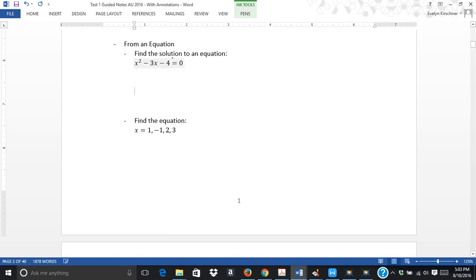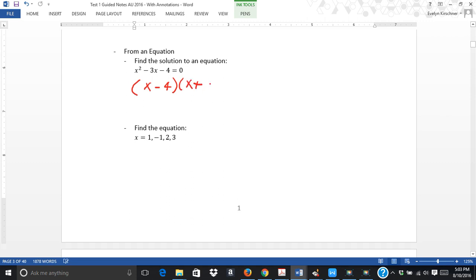Well, look, I need two numbers that multiply to be -4 and add to be -3. Well, -4 plus 1 is -3, and -4 times 1 is -4. This gives me a solution. We've learned how to do this before from factoring: 4 and -1. Well, what does this mean? Well, I could also have written this as y equals x squared minus 3x minus 4.